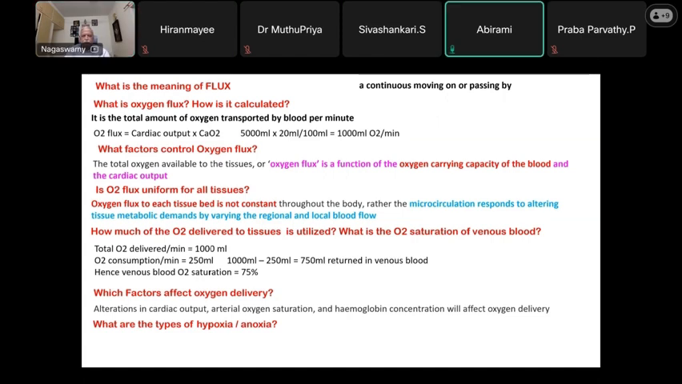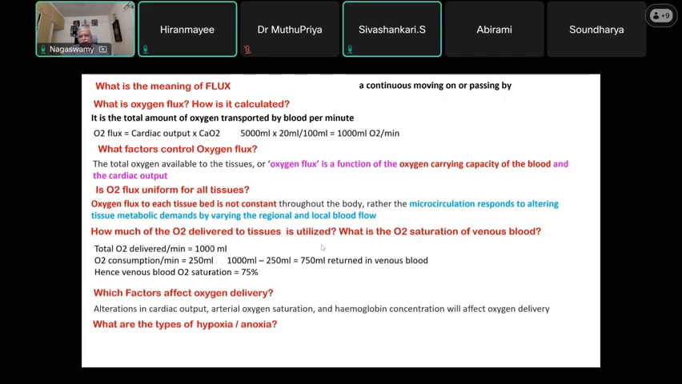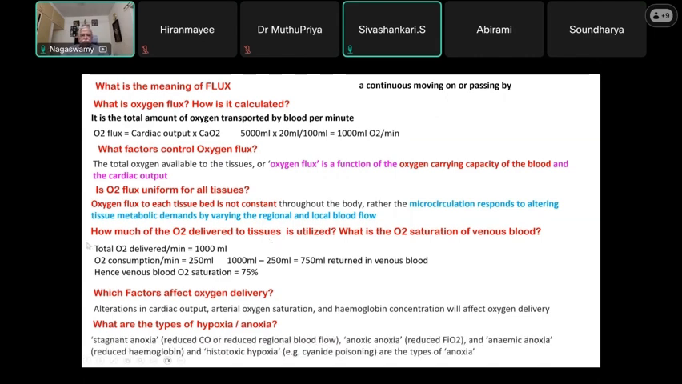Anemic hypoxia, hypoxic hypoxia, stagnant hypoxia, histotoxic hypoxia. Okay. So by knowing these 3 factors, that is cardiac output, the oxygenation, and the hemoglobin, you can have stagnant hypoxia, which is reduced cardiac output or reduced regional blood flow.